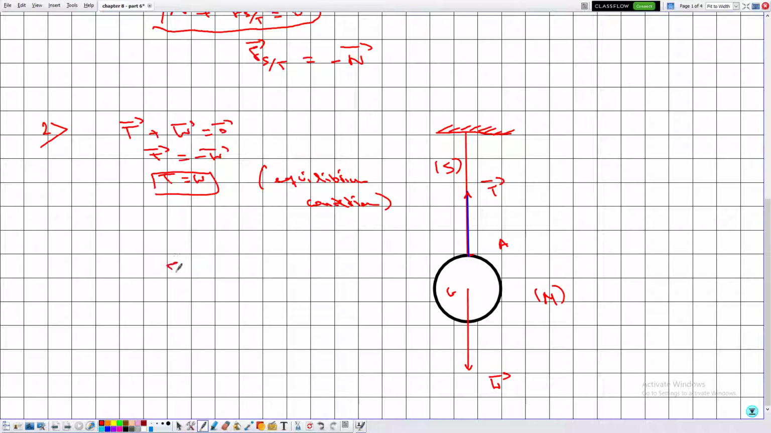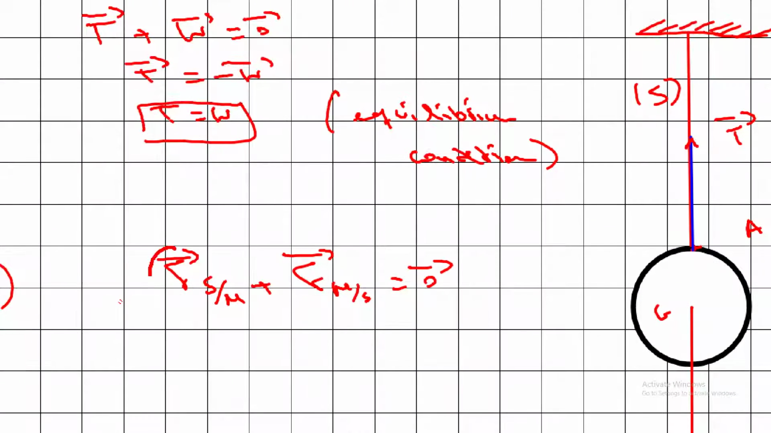So we have that the force exerted by S on M plus the force exerted by M on S is equal to 0 vector, and here we are talking about the principle of interaction. Okay, what does this force represent? This is the tension T.